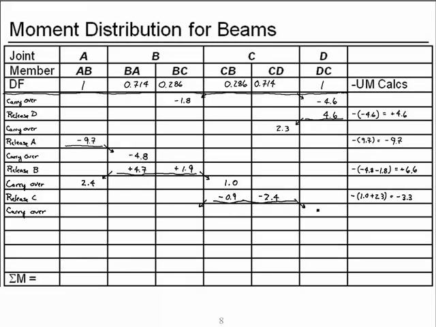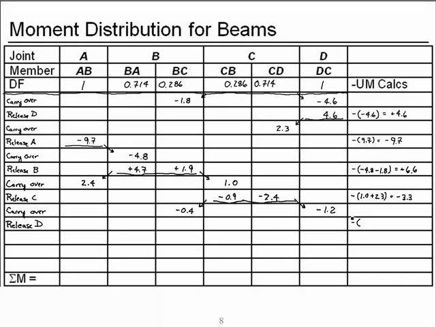And so into node D, we get a negative 1.2 foot kips. Into the B end of member BC, we carry over what will round off to be a negative 0.4 foot kips. Now, although it's not the largest unbalanced moment since we're here, let's go ahead and release node D so that we can bring that node into equilibrium.